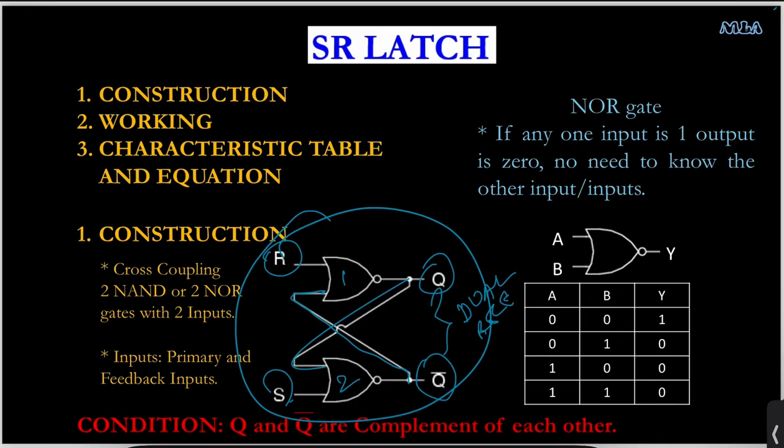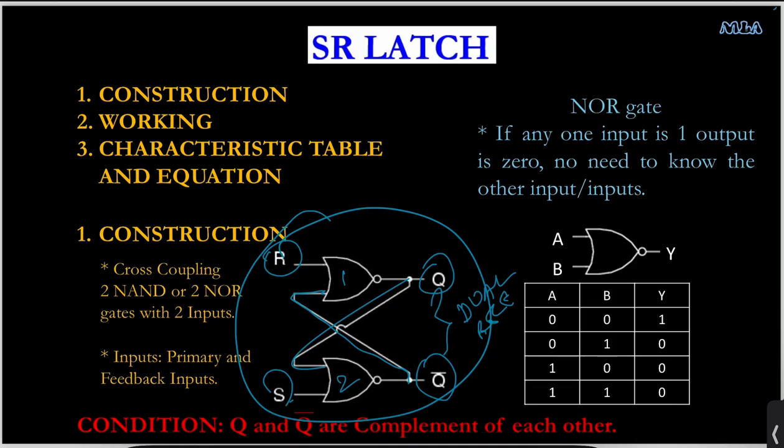Here we need to take a look at an important condition. The condition is that Q and Q bar are considered to be complements of each other. It means that Q and Q bar are not allowed to take the same value. If they take the same value, then it's an invalid condition.